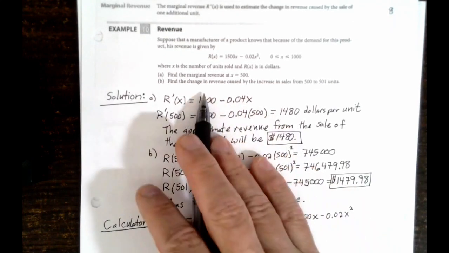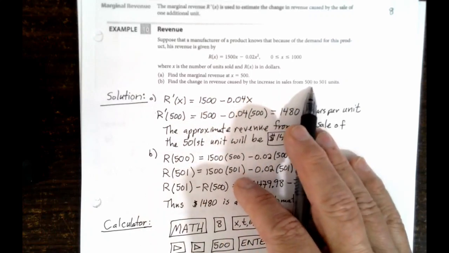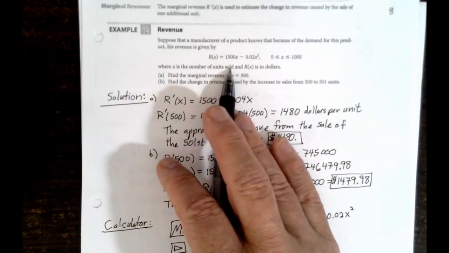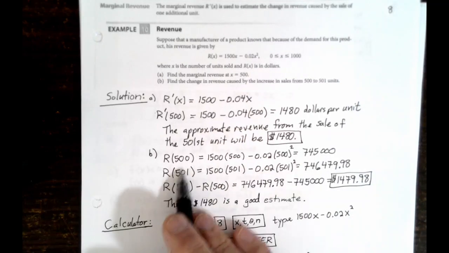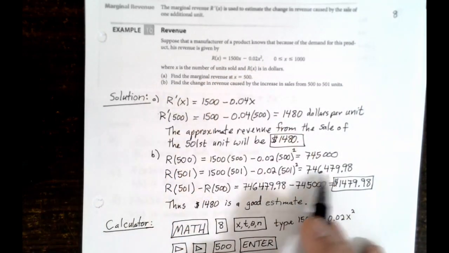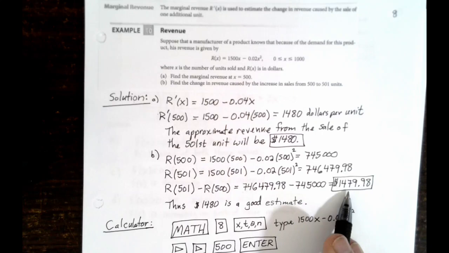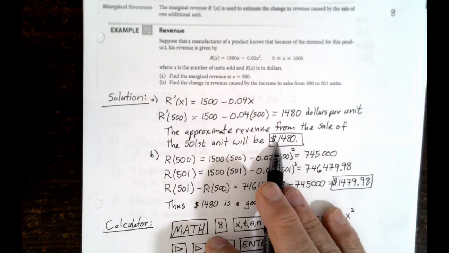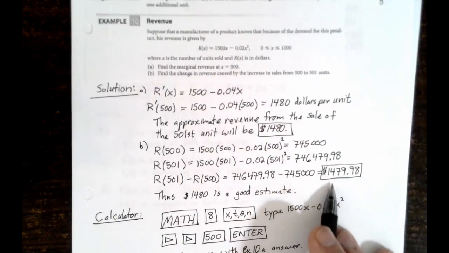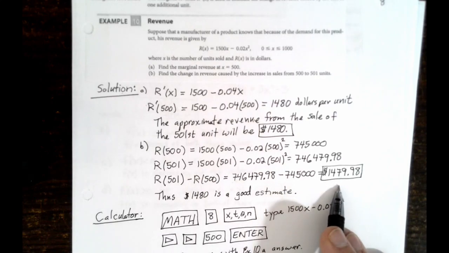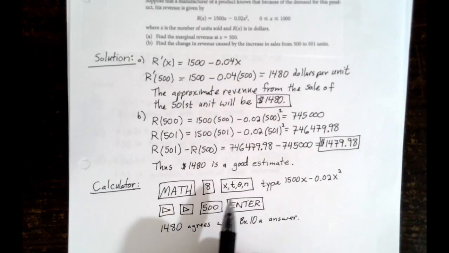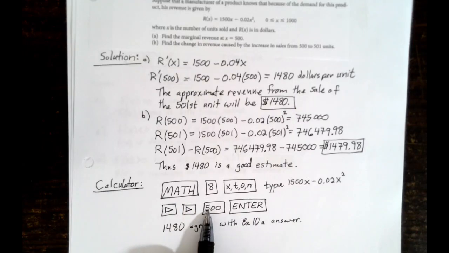Now they say find the change in revenue caused from 500 to 501 units. Well, you plug 500 into the original function, and you get this. Plug 501 into the original function, you get that, and their difference is this amount here. Well, we said the approximate rate of change of revenue from 500 to 501 units is 1480. Well, the actual is 1479.98. Very good estimate.